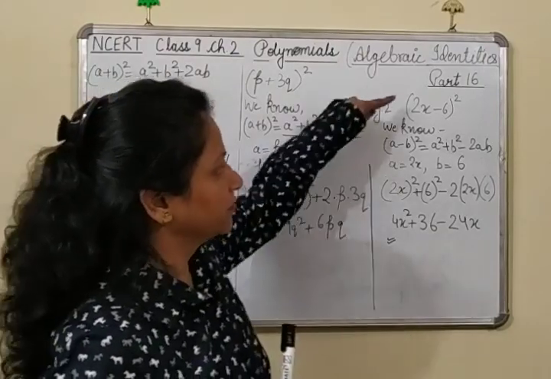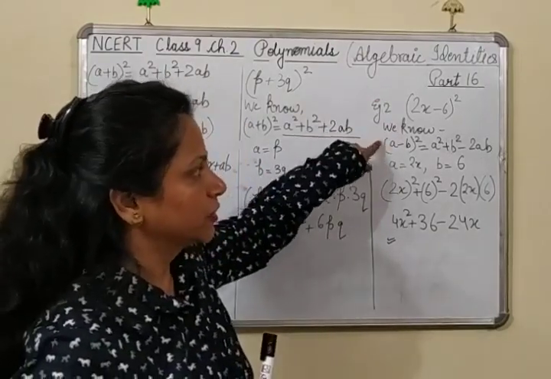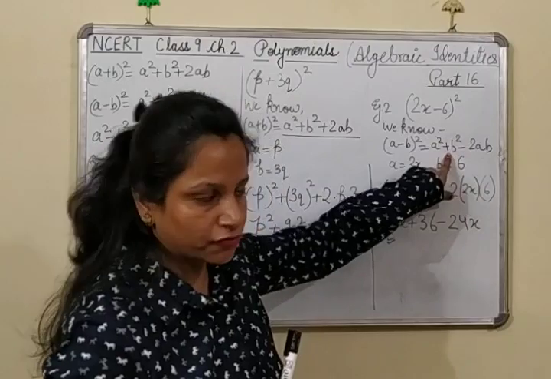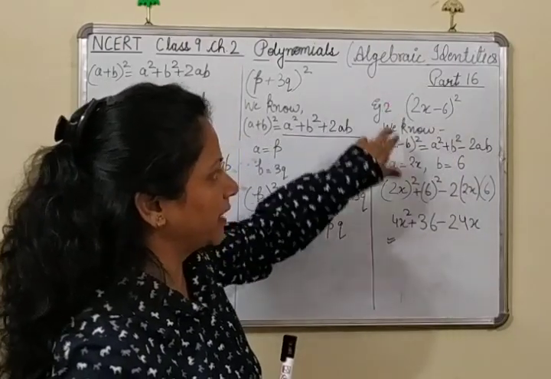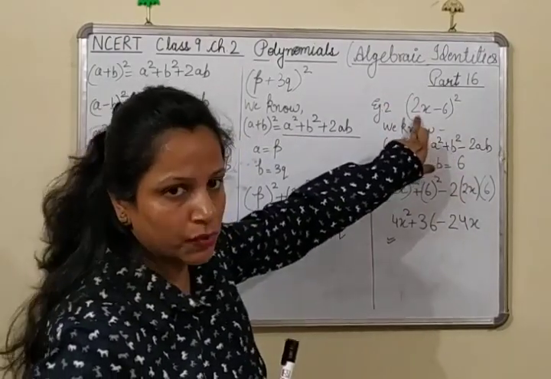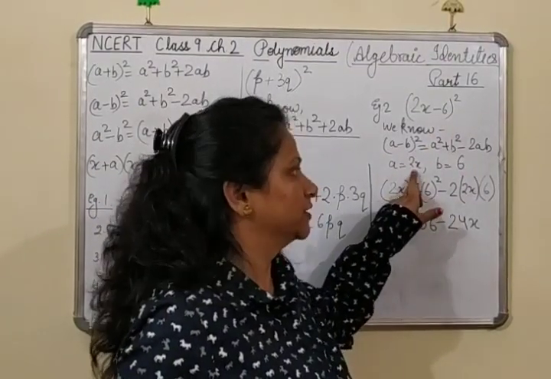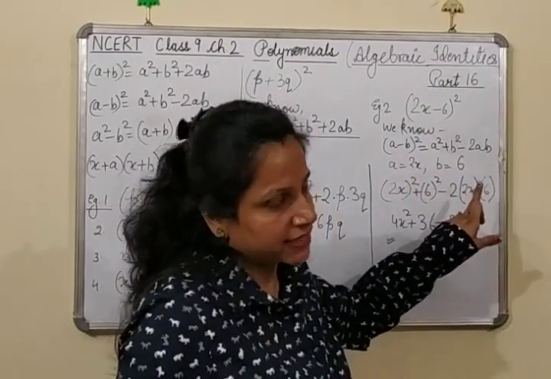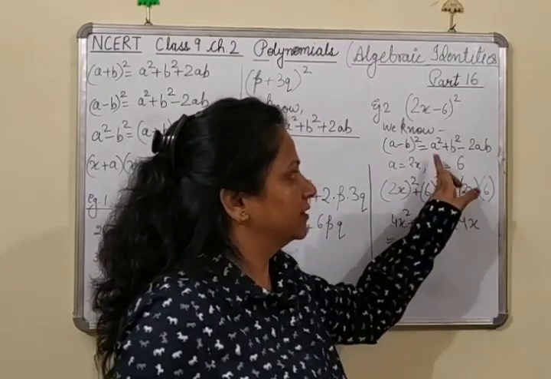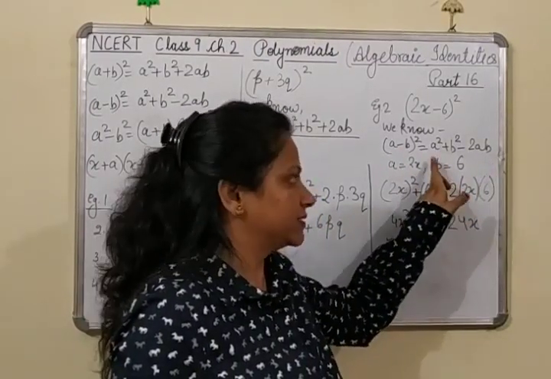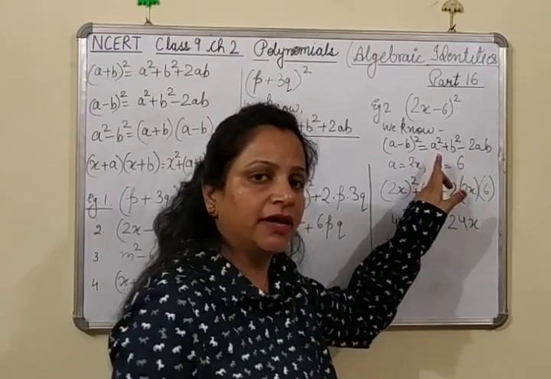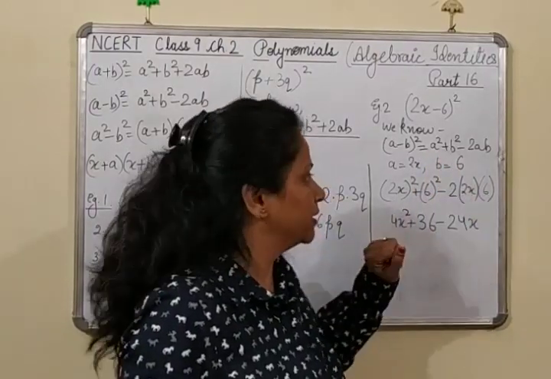See once again, this is the left hand side form, so we are getting the answer in the right hand side form. And from here we are comparing: in place of a, what is written here? 2x. In place of b, what is here? 6. So in place of a it is 2x, in place of b it is 6. Now we need the answer in the right hand side form. What do we have in the right hand side? a square plus b square minus 2ab.